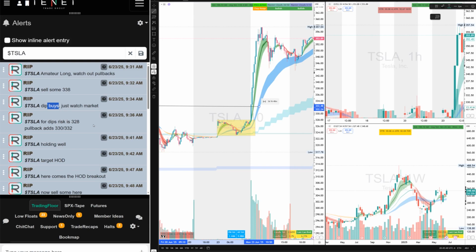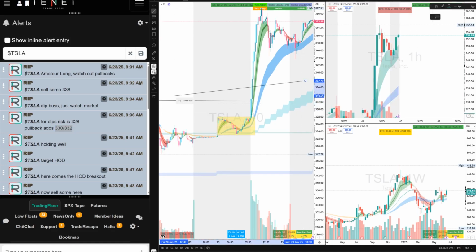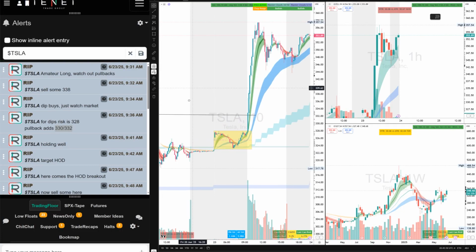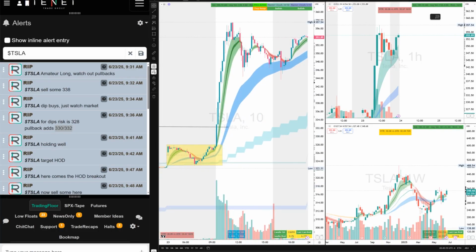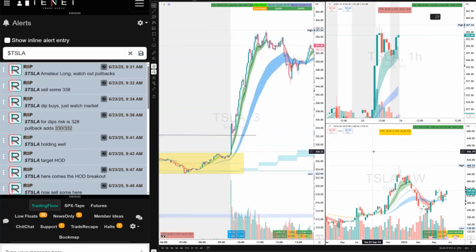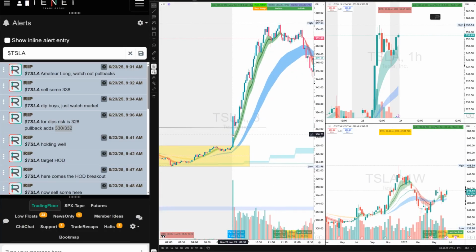I gave them 2 levels on the voice. You see, I mentioned 330, 332, and I did mention these levels on the voice right at 9:30, 9:33 as well, a few minutes prior. So you see this candle right here. You could go to 3 minutes, but I don't really need to go to 3 minutes. I know what's happening there. So on the 3 minutes, you see where does it pull to? It pulled into that 330, 332 range.